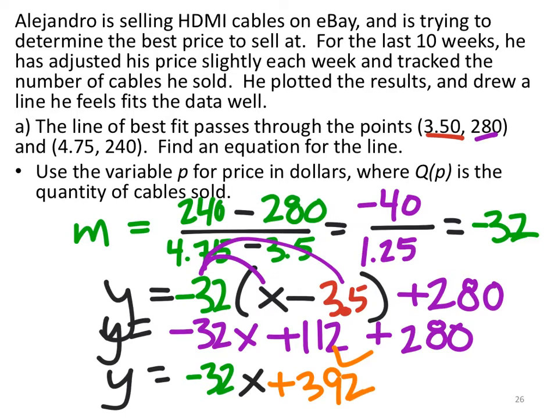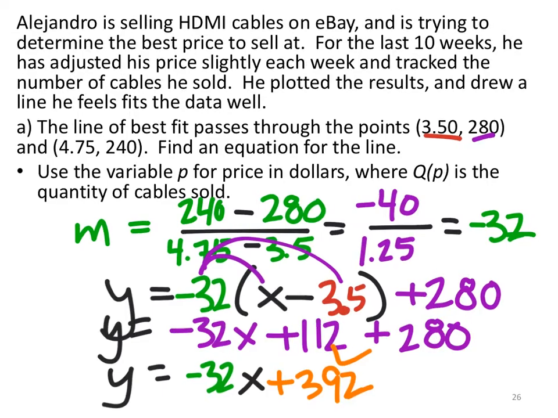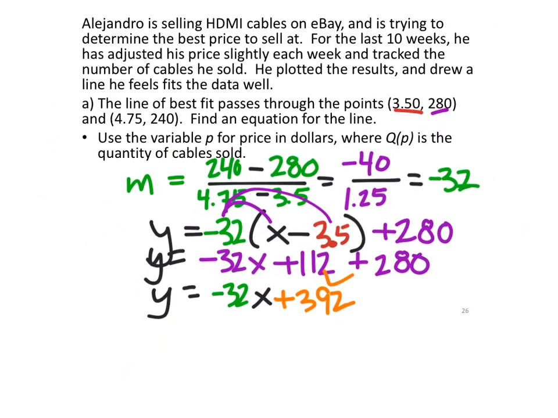Now, this isn't actually the equation that they wanted. They wanted it in terms of y, which is the q of p right there. So we're going to replace the y with q of p. It's the quantity based on the price.